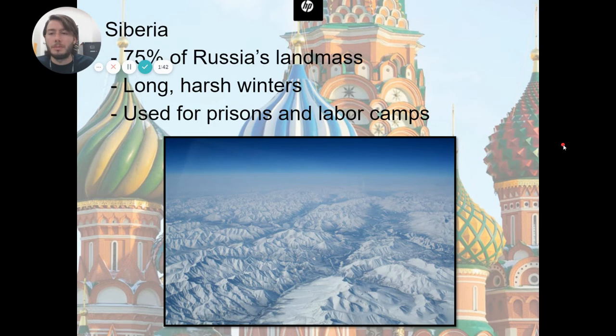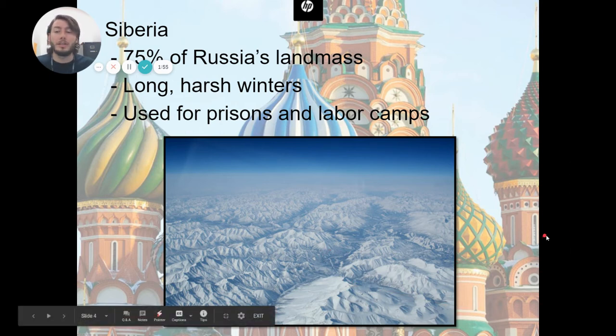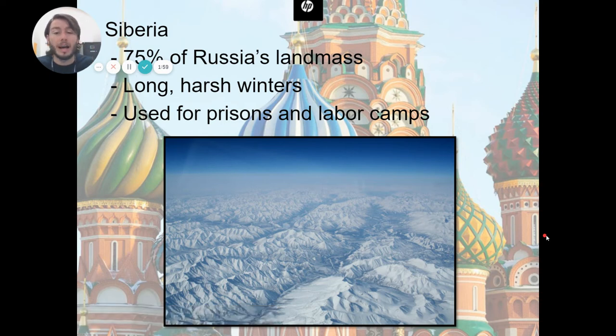And the reason for that is because the eastern part of Russia is called Siberia, and it makes up 75% of Russia's landmass. But the problem is that it looks like this year round. It's literally tundra. I mean, it's just frozen solid ice. They have long, harsh winters, very, very cold. I mean, the average temperature there is well below freezing year round.